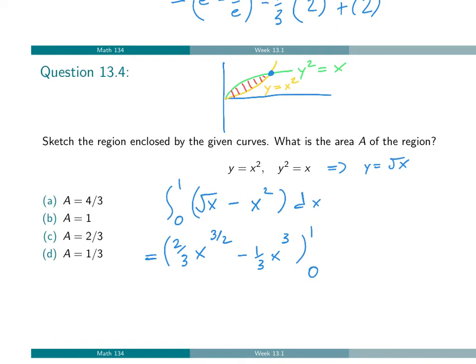1 to 0 is kind of nice. When we plug in 0, everything goes away. And when we plug in 1, we just get the coefficients. So this is kind of nice. We have 2 over 3 minus 1/3, giving us 1/3 in total.